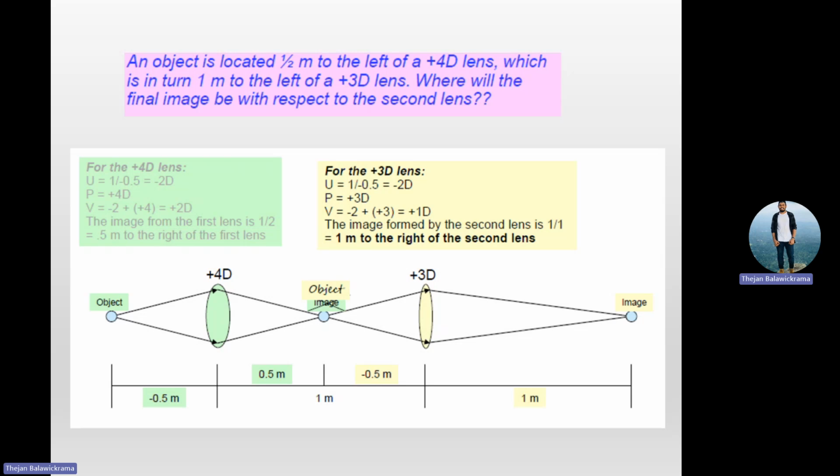This 0.5, then what is u for the second lens. The question asks for the V. So for the second lens, u becomes -1/0.5, that is -2 D. Putting it into the divergence equation, V comes as 1 diopter. So that means it should be 1 diopter to the second lens. Show it and draw it a bit, otherwise you will not get the idea.